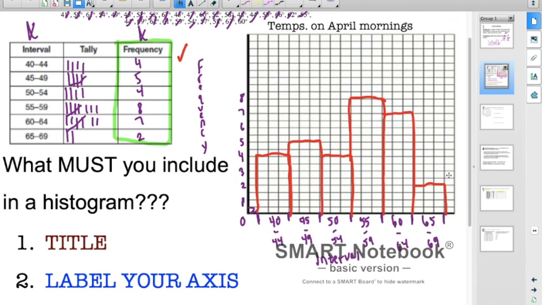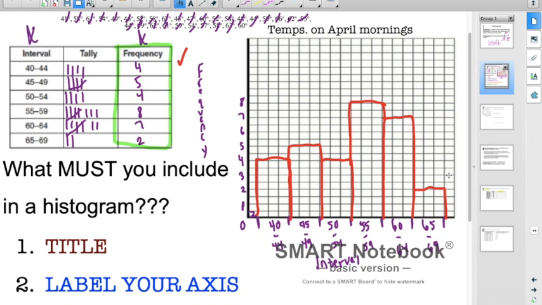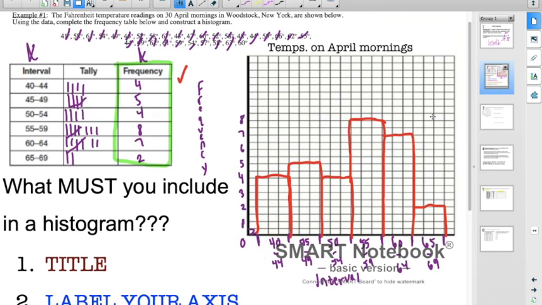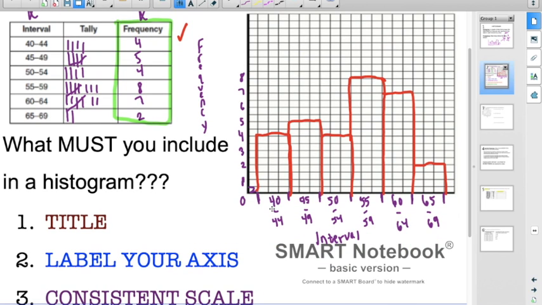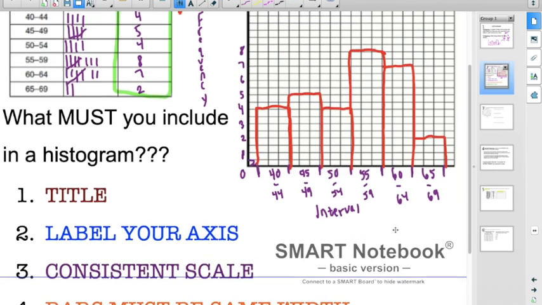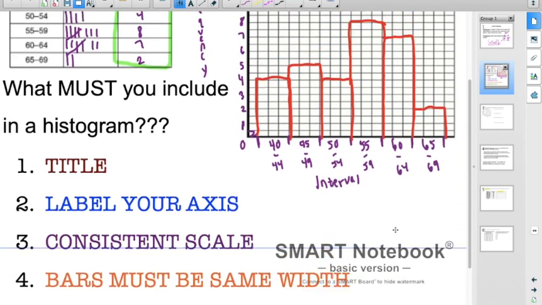Okay. Look at that histogram. That is beautiful. I got a title, Temperatures on April Mornings. That's what this is. I got the frequency. How often does it occur? I got the interval. Well, on 4 days in April, the temperature was between 40 and 44 degrees. On 5 days, the temperature was between 45 and 49 degrees, and so on and so forth. Okay? And that is your histogram.